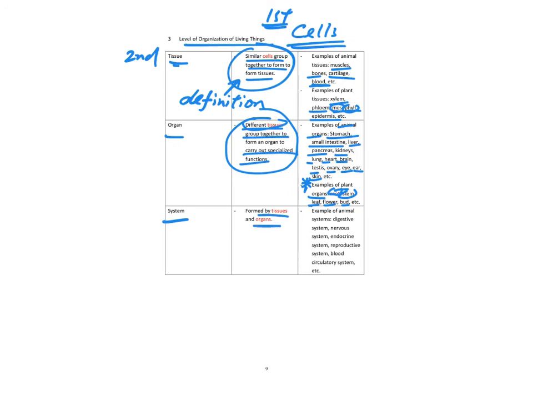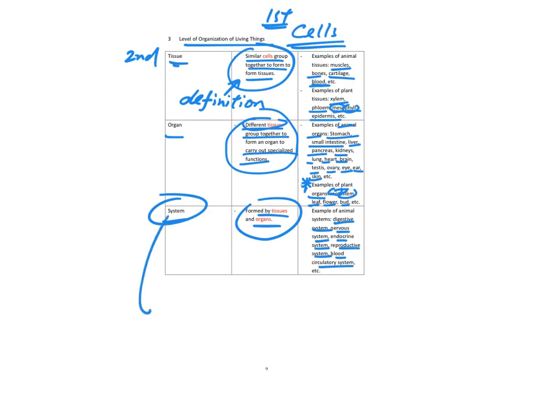For example, the digestive system consists of the stomach, alimentary canal, and pancreas, to name just a few. The nervous system consists of your brain and your spinal cord. The endocrine system consists of your glands. The reproductive system consists of your uterus and the testes. The blood circulatory system consists of the heart, the blood vessels, and the blood itself. So it all comes together, the tissues and organs, to become a system.